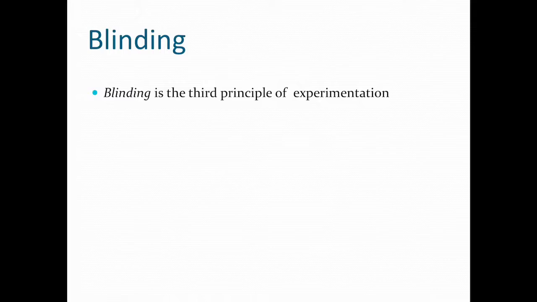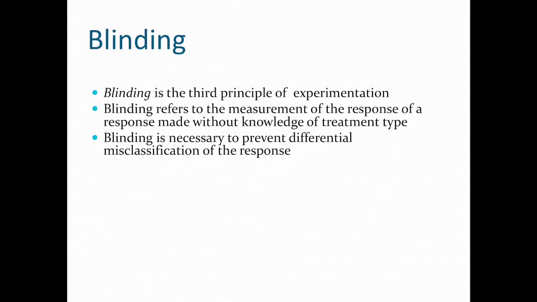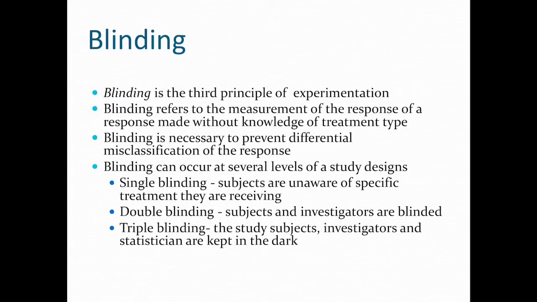And the last thing we have here is blinding. Blinding is the third principle of experimentation. Blinding refers to measurement of the response made without knowledge of the treatment type. So we want to prevent unnecessary differential misclassifications of the response. We want to reduce bias of any kind.